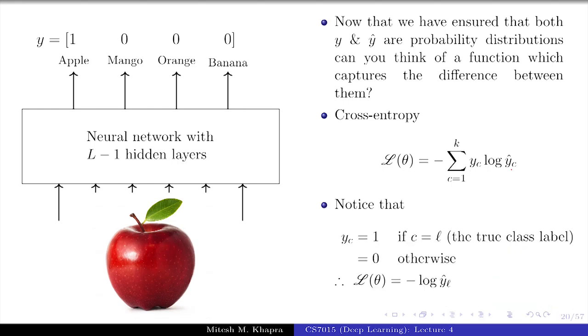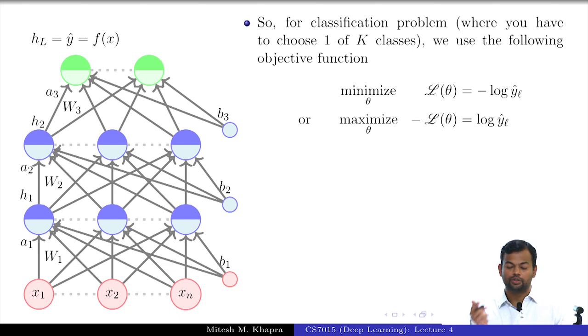So this just boils down to the following loss function. If L is the true class, right? For that class, y_c is going to be 1, and it is going to be 0 for everything else, right? That's exactly what this vector tells you. Only that term will remain. So we're actually trying to minimize this quantity. Okay? So for classification problems, this is your objective function. You either minimize the negative log of y hat L, or you can say you are maximizing this thing. Okay? Now what is this quantity y hat L?